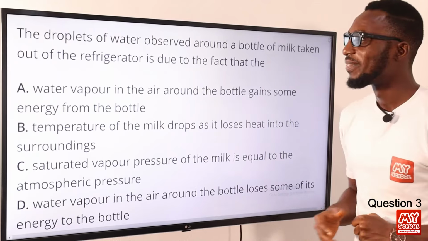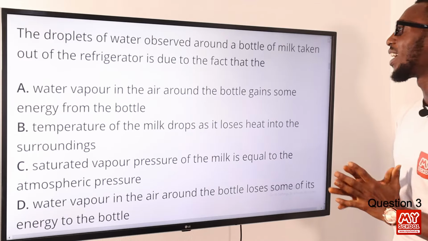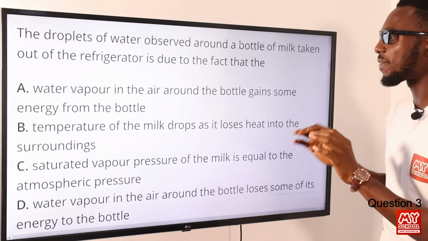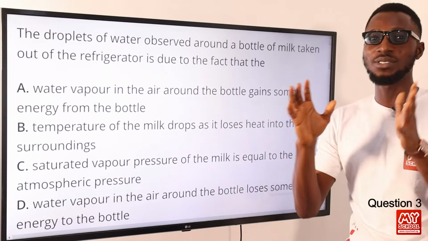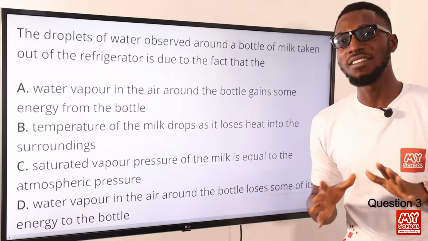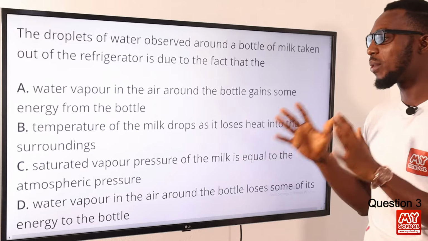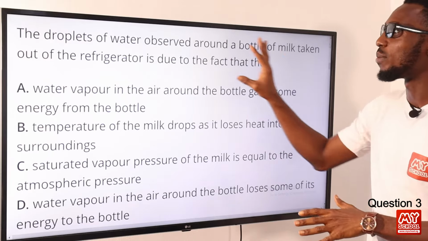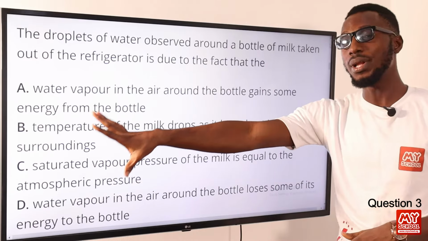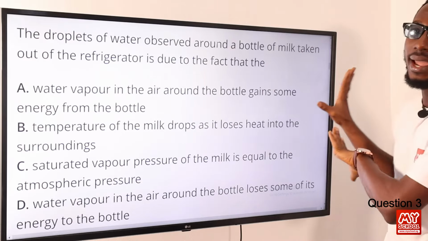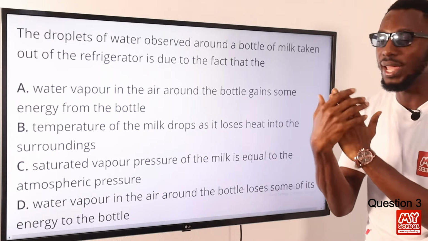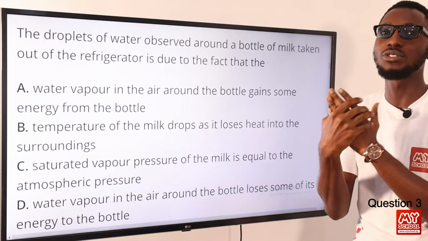Question 3. The droplet of water observed around a bottle of milk taken out of the refrigerator is due to the fact that the what? So what actually happens? You should know that in the air, we have water vapor in it. The droplets of water around this milk bottle taken out of the refrigerator appear because the air in the surrounding comes closer to the bottle, and it slows down.